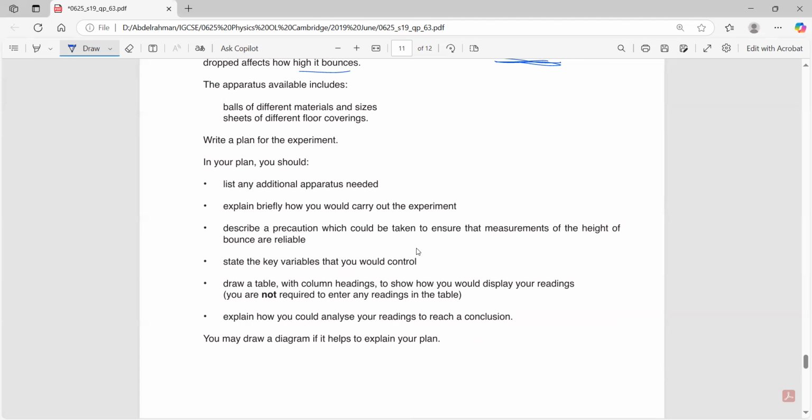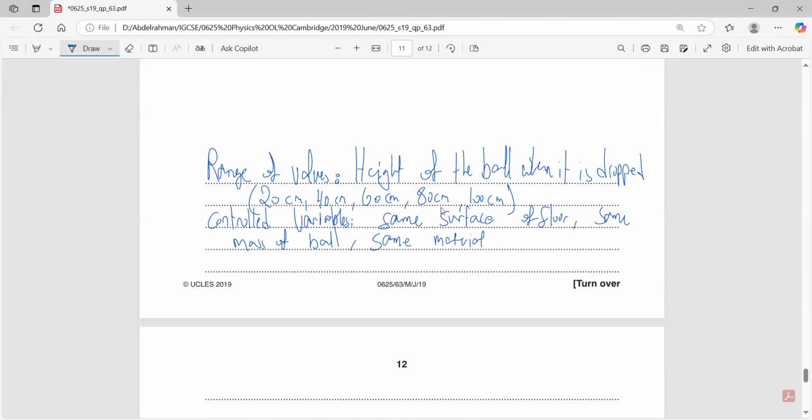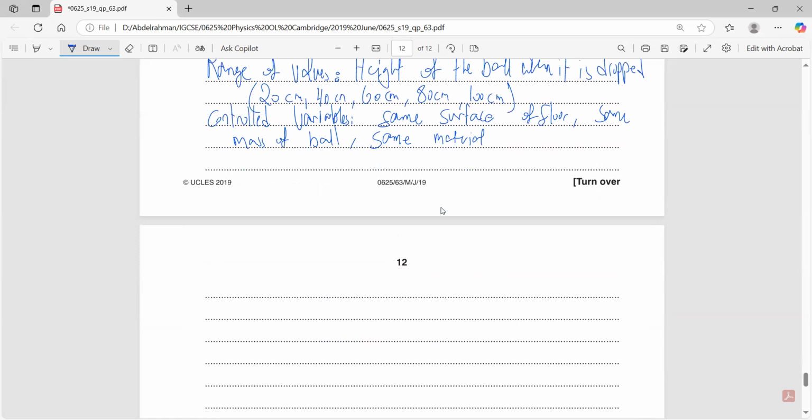Will the volume affect the experiment? Yes, if you use a different ball, it might affect the experiment. Same surface area of the ball. Okay, but it's the same volume basically, or the same mass, or the same ball. Basically, you are using the same ball. What about the apparatuses? Definitely, you need to write down the meter ruler, or if you want to say the measuring tape, it's okay.